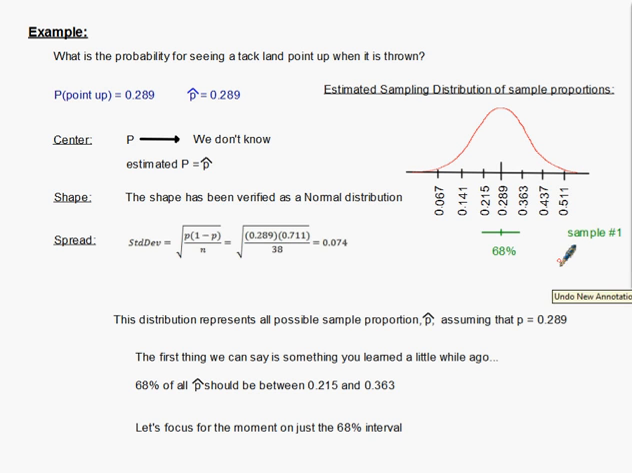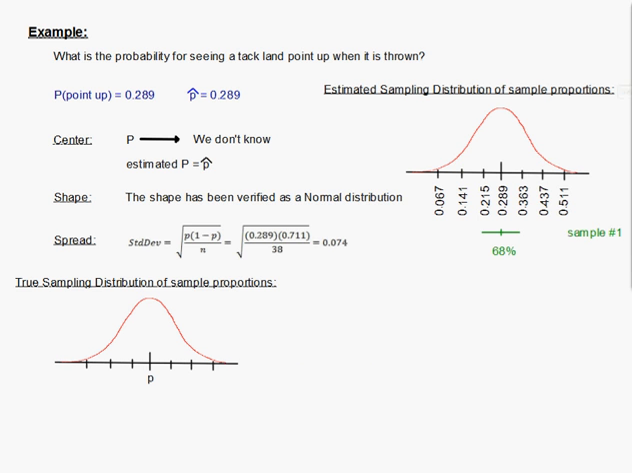And somewhere out there in some ideal universe, there is a true sampling distribution of sample proportions. All right, centered on the true value of our probability. Now, if we were trying to map this interval onto this true distribution, it might look something like this. Not entirely sure because, of course, we don't know the value of this p. But what we do know is it's likely the center of our sample is probably going to be a little bit different. So it might look something like that.